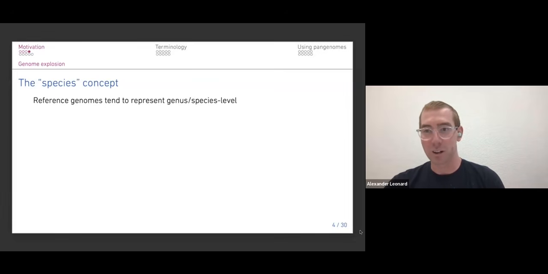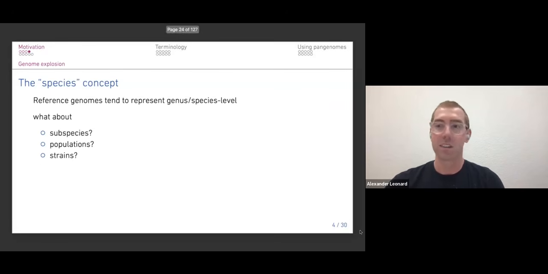And again, even some of the terminology I've used so far is a bit shaky. So when we talk about species, these reference genomes typically represent maybe a genus, maybe a species. Of course, many species that we work with might have very distinct subspecies, might have very distinct populations. And for those who work in something like bacteria, there might be quite different strains. Even if you talk about clones, they might have slightly different genome sequences due to de novo mutations and so on.